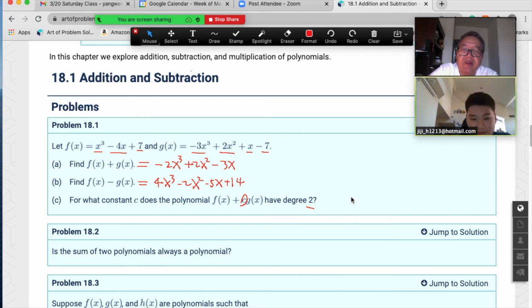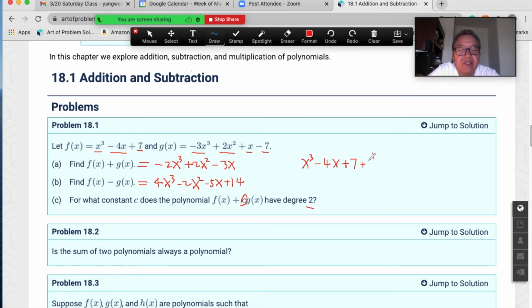I think for C, the constant C would have to be 1/3, because in order for f(x) plus g(x) to cancel out the term x cubed and negative 3x cubed, we will need to divide negative 3x cubed by 3 to get the negative x cubed, and x cubed plus negative x cubed would cancel out, leaving 2/3 x squared, with 2/3 being the leading coefficient, and 2/3 x squared being the leading term, and 2 being the degree.